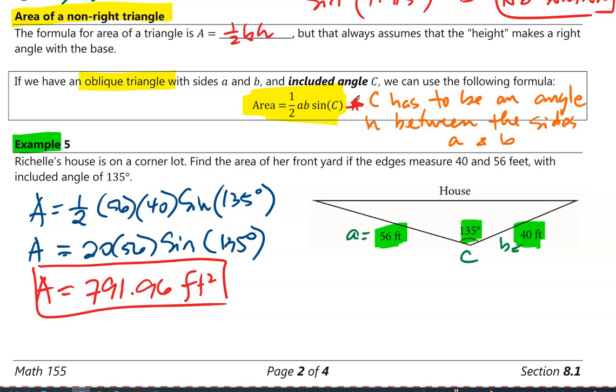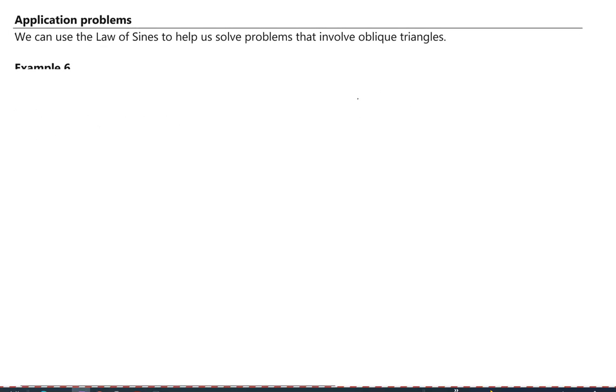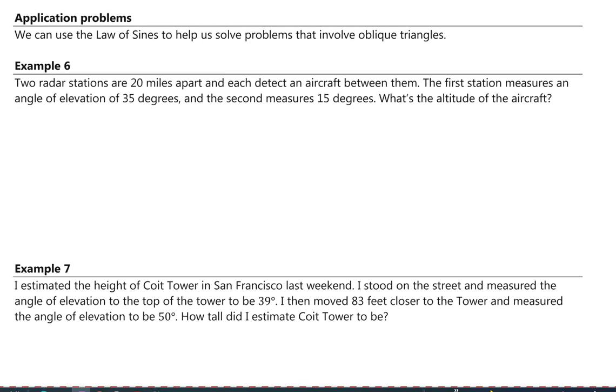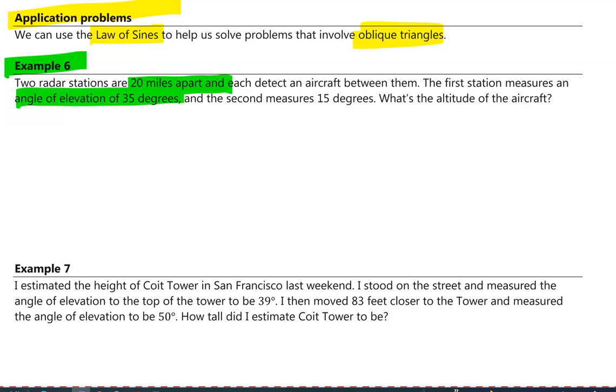Okay, next, this time, let's work on some application problems. We can use the law of sines to help solve problems that involve oblique triangles. Example number 6. Two radar stations are 20 miles apart and each detect an aircraft between them. The first station measures an angle of elevation of 35 degrees and the second measures 15 degrees. What is the altitude of the aircraft?